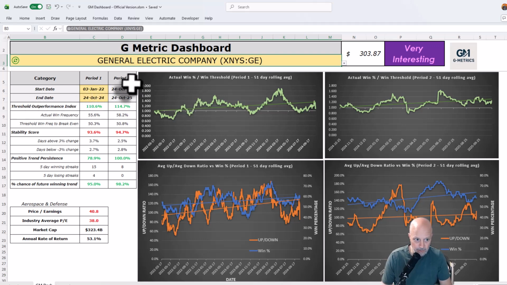The next thing you want to do is define your periods. This is the period I like to use in most of my analytics: from January 3rd, 2022 to 1 year ago from today. Today is October 24th, 2024, so that's exactly 1 year ago from today. Period 2 then automatically defines from that day, the last day of period 1, up to today's date.